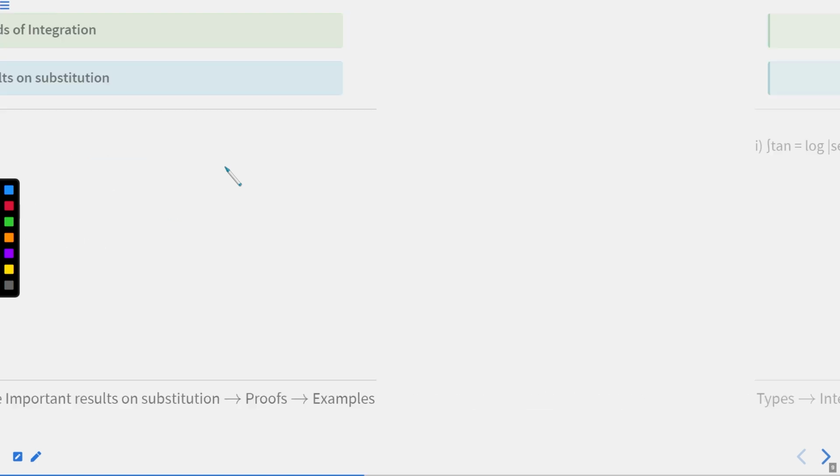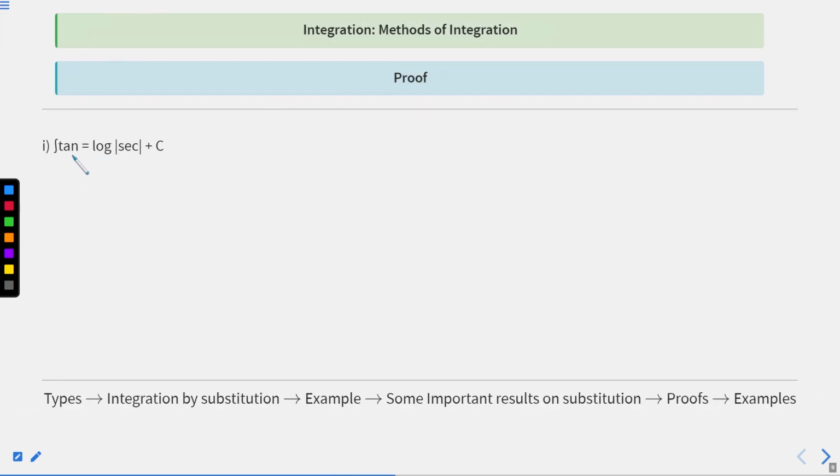Now if you want to see how we got this, break tan into sin and cos, so this will be the integration of sin x by cos x dx. Now take cos x is equal to t. Using the substitution, you have dt by dx is equal to minus sin x. This means dt is equal to minus sin x dx.